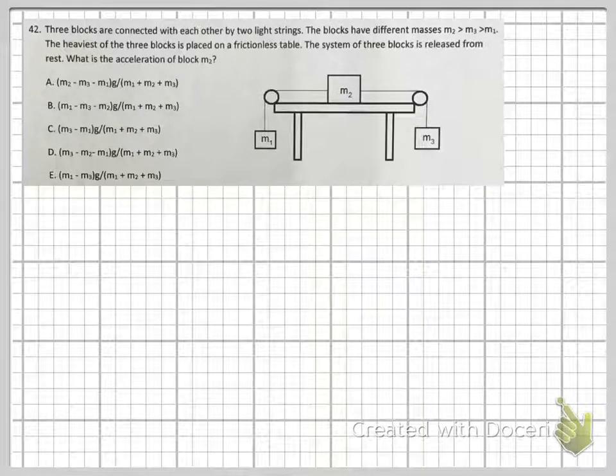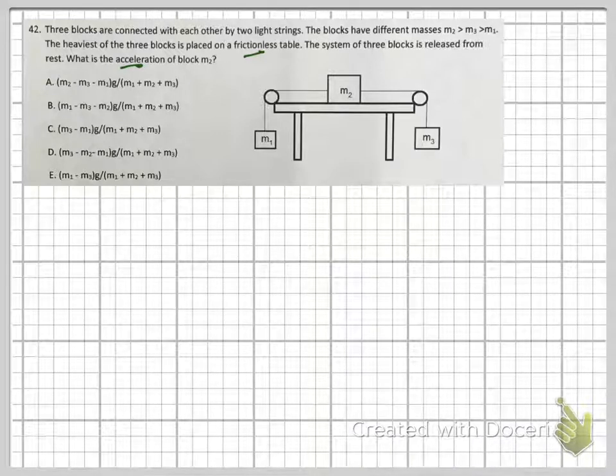Number 42. Three blocks are connected with each other by two light strings. The blocks have different masses, where mass 2 is greater than mass 3 is greater than mass 1. The heaviest of the three blocks is placed on a frictionless table. The three blocks are released from rest. What's the acceleration of block 2?